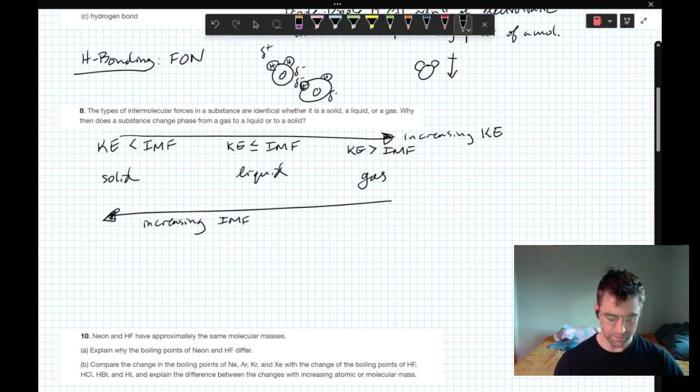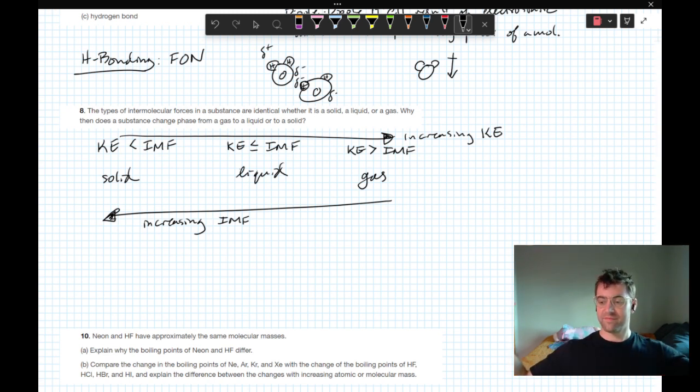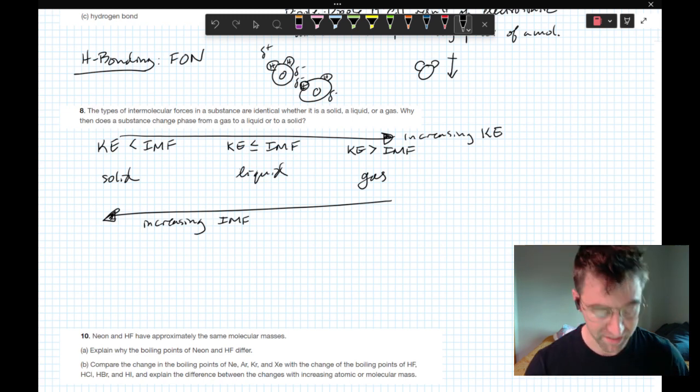Cool. So as kinetic energy increases, molecules vibrate away from each other. We get these phase changes. As intermolecular forces, attractive forces increase, we have movement in the other direction. So temperature is a really easy one, but there are other ways to manipulate this, and we'll get a little bit deeper into atmospheric pressure in particular and how that interacts.